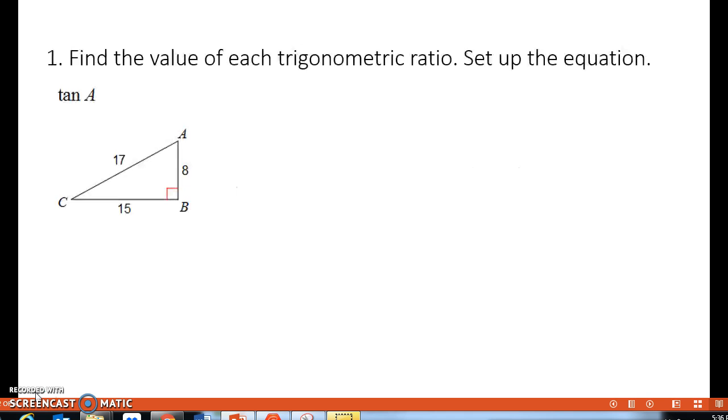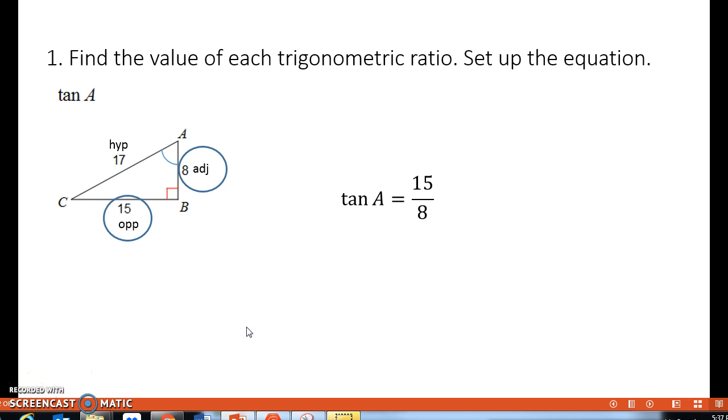Okay, let's get started. So the first one, you're finding the value of each trig ratio and setting up the equation. So for tangent, I'm going to look at angle A. So first I need to mark the angle that I'm looking at. That is where a lot of you messed up last week. And then based on that angle, I'm going to label my opposite, my hypotenuse, and my adjacent. I know that tangent, so TOA, uses opposite and adjacent. So those are the two sides I want to use. And I can set up that tangent is the opposite over the adjacent. So tangent of my angle is opposite over adjacent. That's it. All I had to do was set it up.